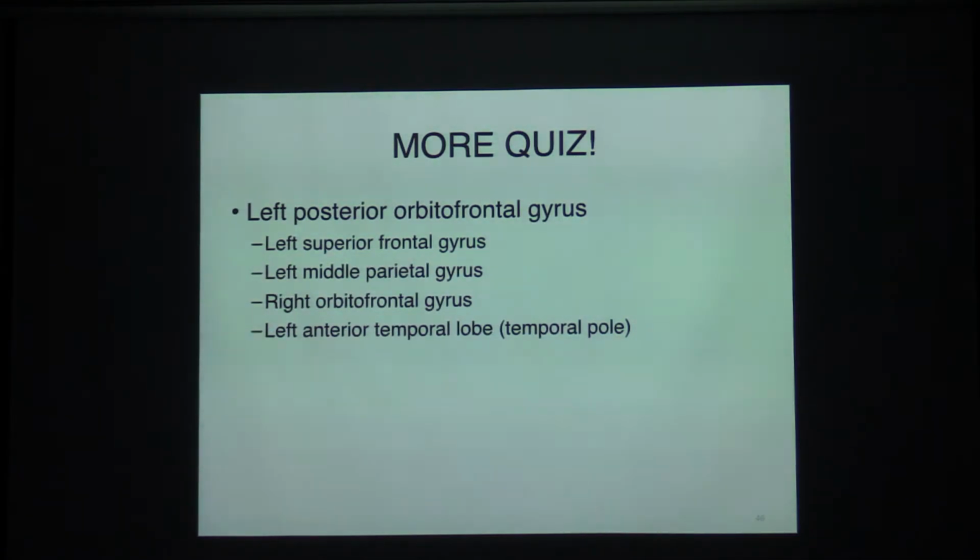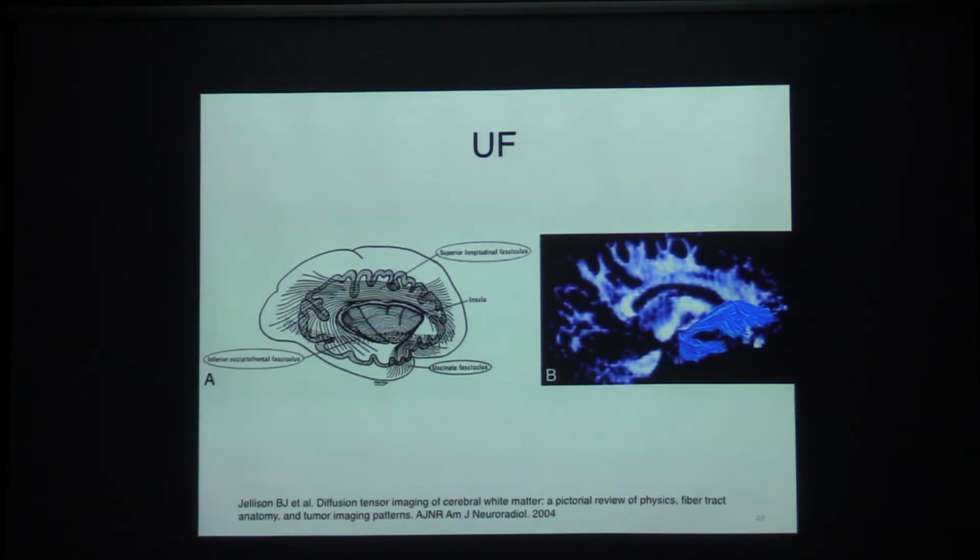Who says left superior frontal gyrus? Left middle parietal gyrus? No, because it doesn't exist. There's no such thing as left middle parietal. Right orbitofrontal gyrus, contralateral side? No. Left anterior temporal lobe? Oh my God, you guys are so good. Yes. So which white matter tract was this? Uncinate fasciculus, exactly. So this is your uncinate fasciculus, okay?